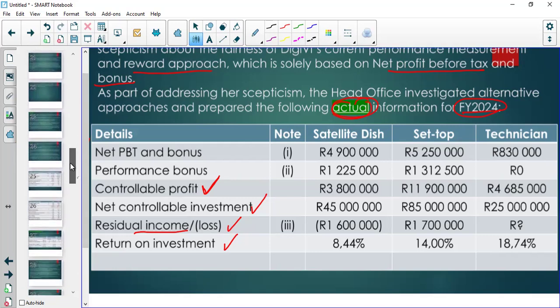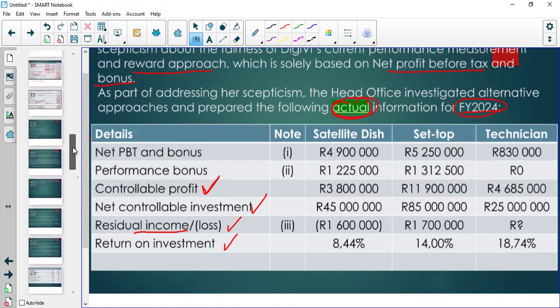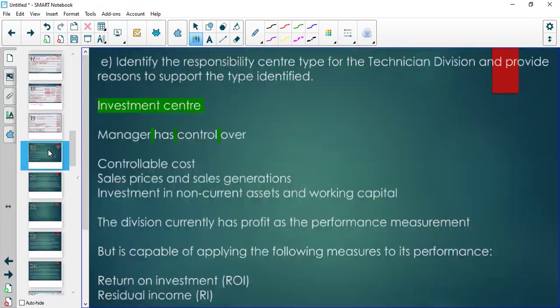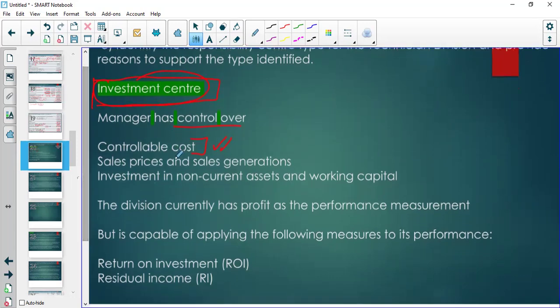But remember that I'm saying this is not necessarily what the lecturer said you should have. So the lady prepared this. She wanted us to focus on whether the manager has control of controllable costs. Do we have any controllable costs? Yes, we do, because that's one of the identifying marks for any investment center, right? Does the manager have control over sales generation? We saw that the manager does have control of that. And they do invest in non-current assets.